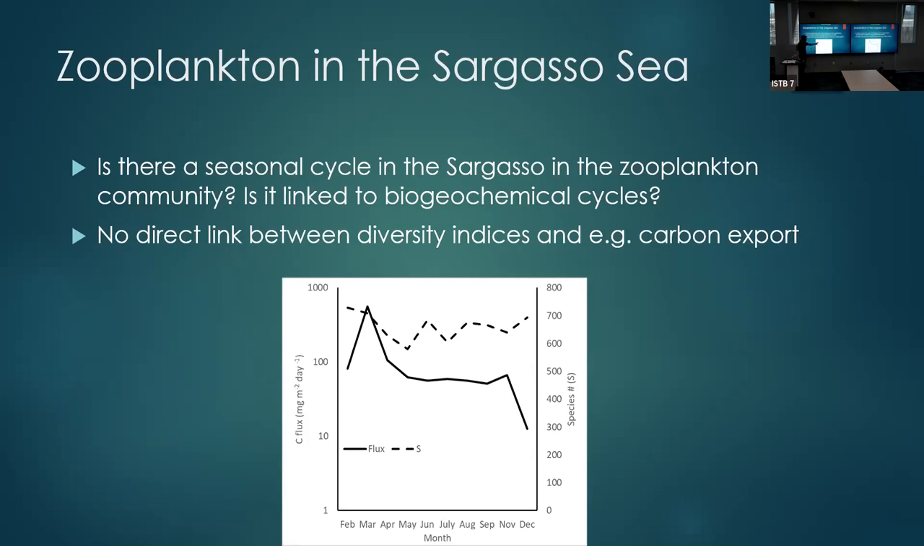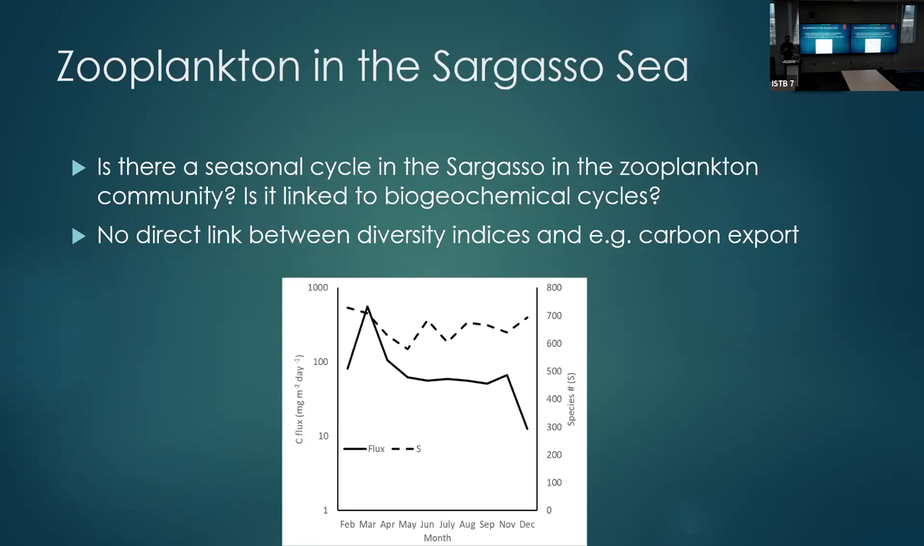And on the right-hand axis, the broken line is the number of species per month. And there is not a good correlation, is there? We have a very high diversity at the beginning of the year during the winter, and actually the export is pretty low here. At the maximum export, the diversity is going down, and then keeps going up and down, and doesn't look to be affected by this minimum export at the end of the year. And so we don't see a good link between taxonomic species and export.